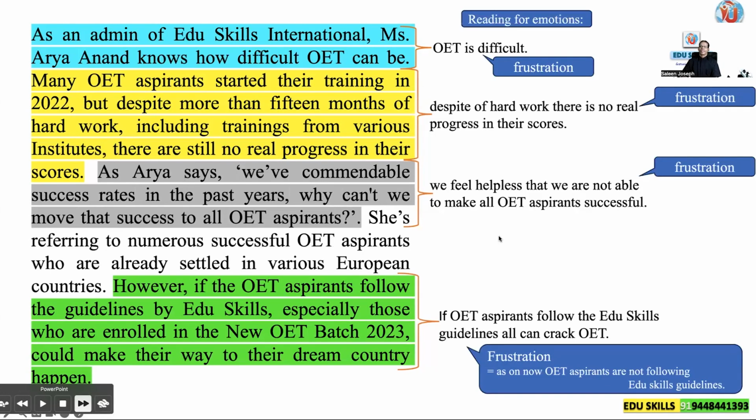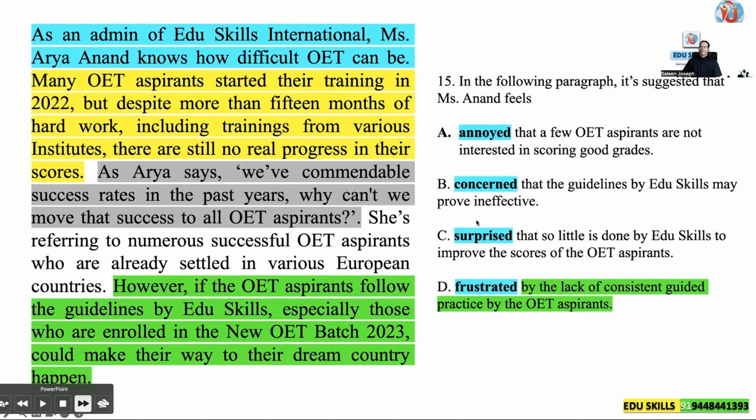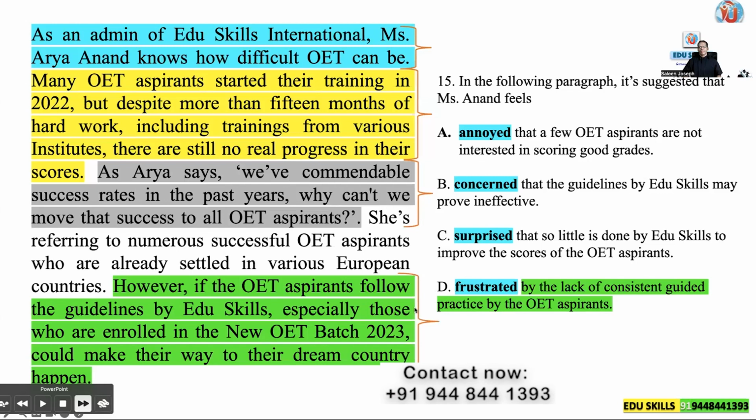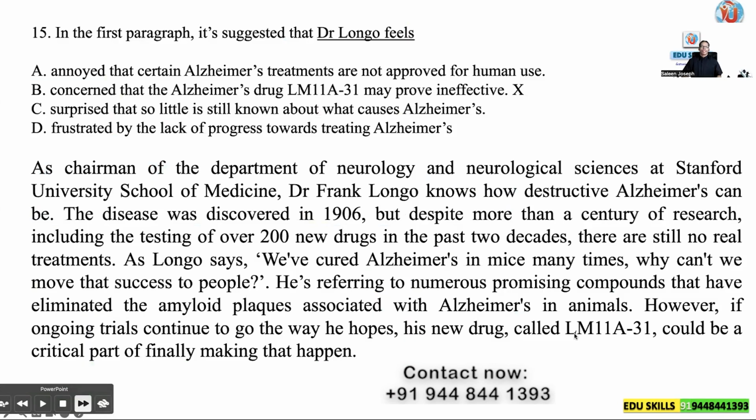Okay, this is known as reading for emotions. You have this type of question in almost every reading question paper. So the answer is in the last part after the however. You have however, and before that also, despite more than 15 months of hard work, there is a contrast word. So you have a first reference there for the answer, and a second reference here in this green line. Both say the same. That is great. Let's look into another one.